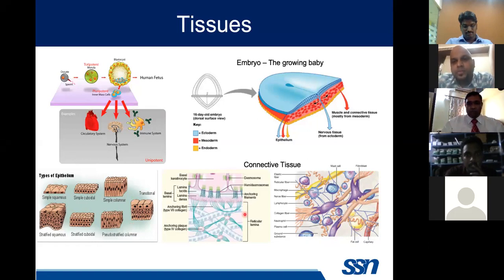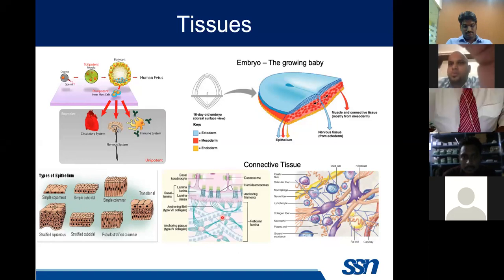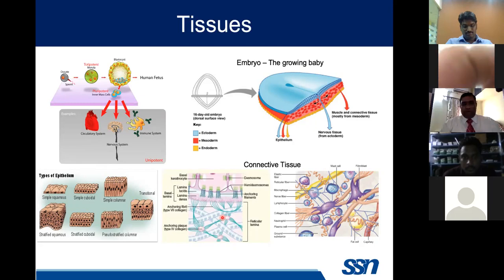Then this connective tissue. When you come to connective tissue, so connective tissue is the packaging tissue of our body. This connective tissue has the property of giving support to the body.